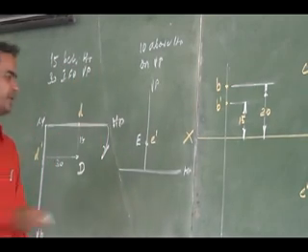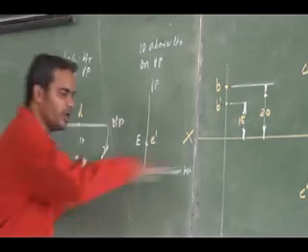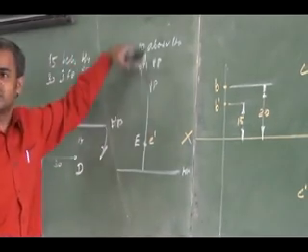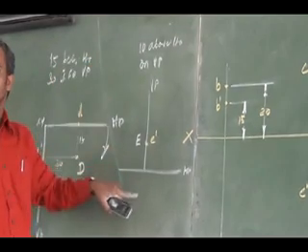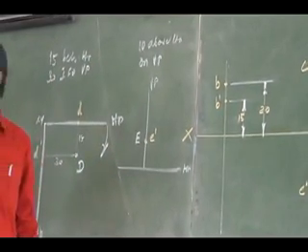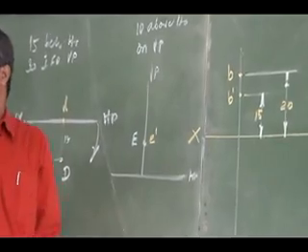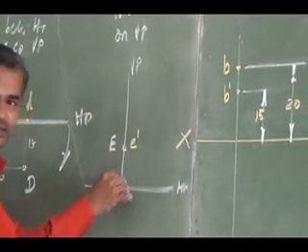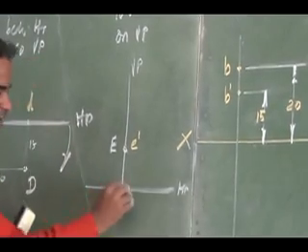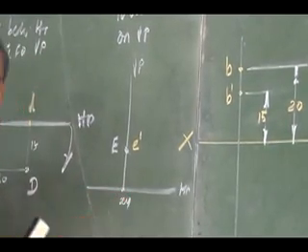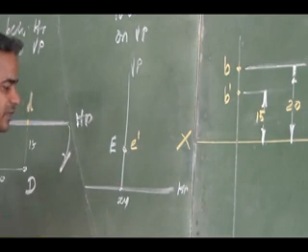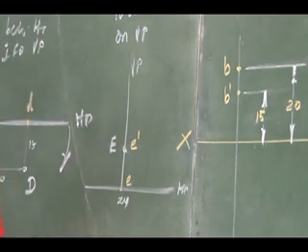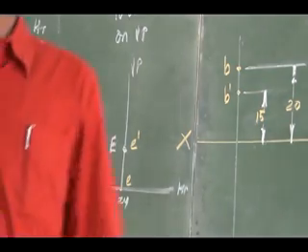Where will I obtain my top view? The top view will be on HP. I have to obtain it by projecting this point E, which is on VP. So where will the top view be obtained? On the horizontal plane, on the reference line. That is not the origin, that is the reference line where it is intersecting. That is the reference line XY. There itself I will get the top view. Okay, is it clear?